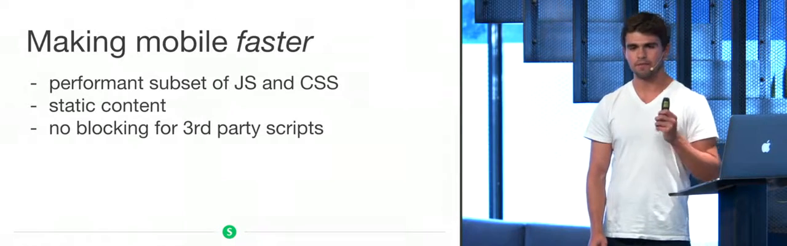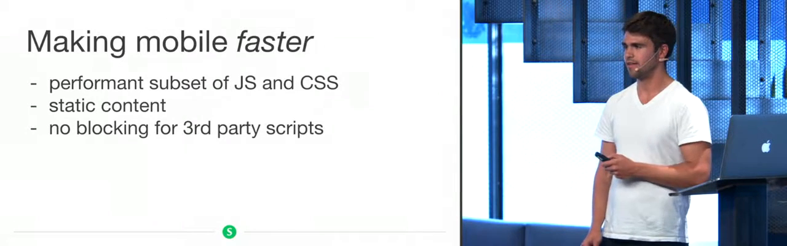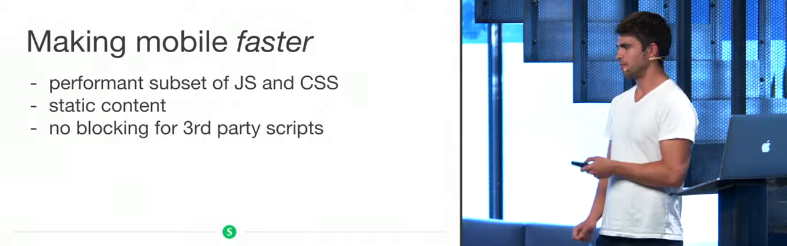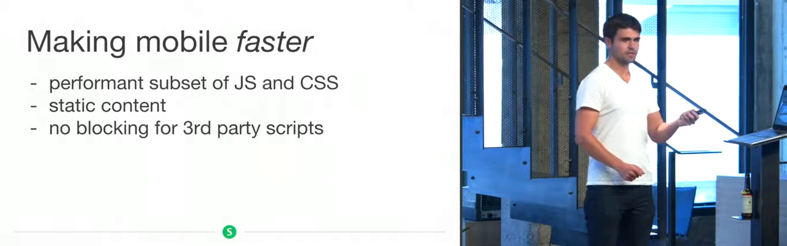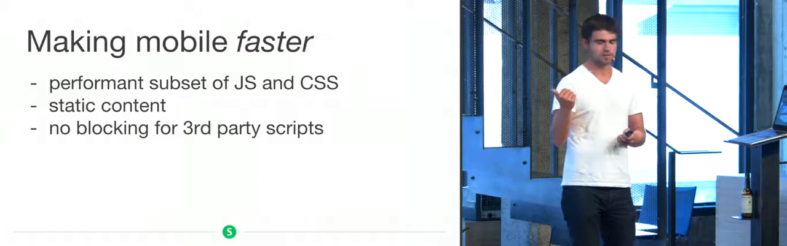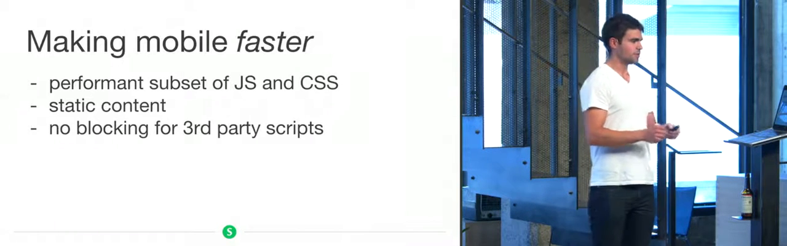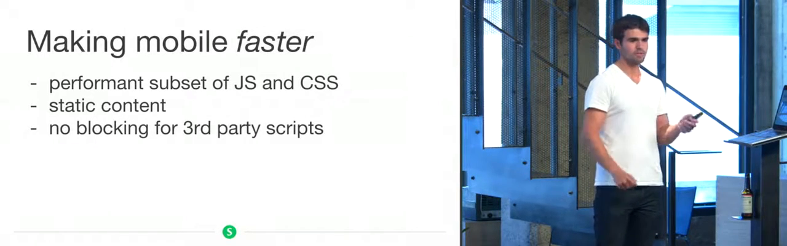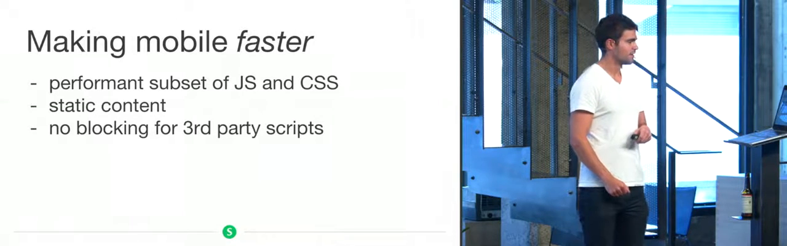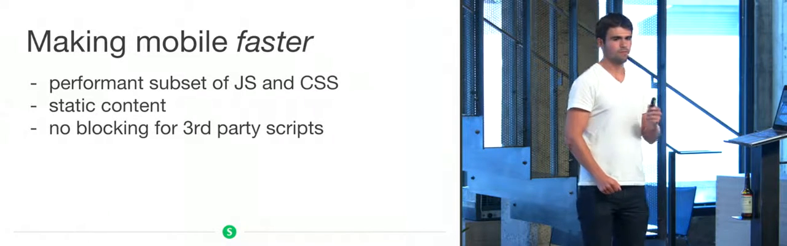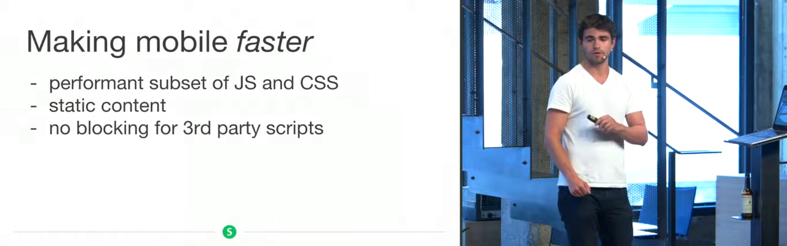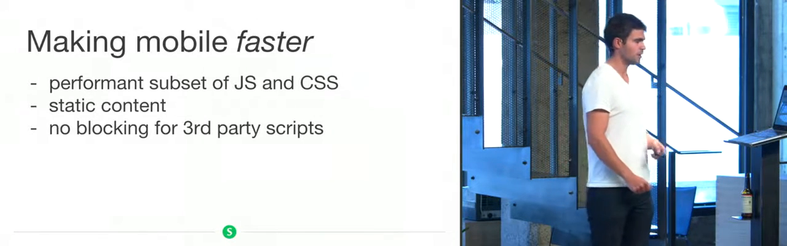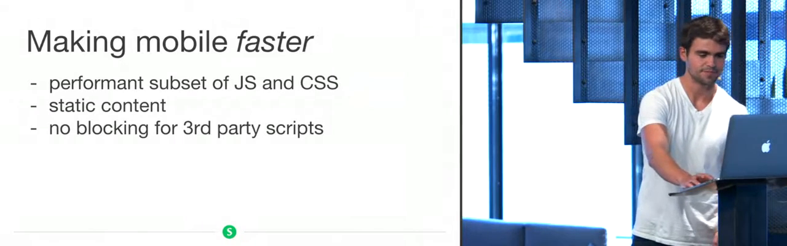The second is that it enforces only static content. This means it's not good for something like Facebook, where I get a different version of Facebook, then you get a different version of Facebook, then your friend gets a different version of Facebook. It's only for things which are basically the same between visitors across the world. And finally, AMP enforces that there's no blocking for third-party scripts. And I'll talk more about what that means in a second.